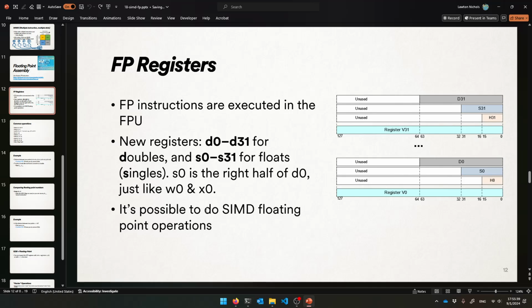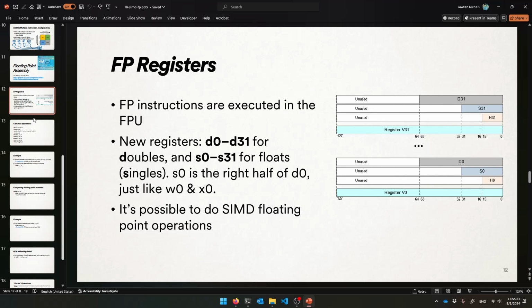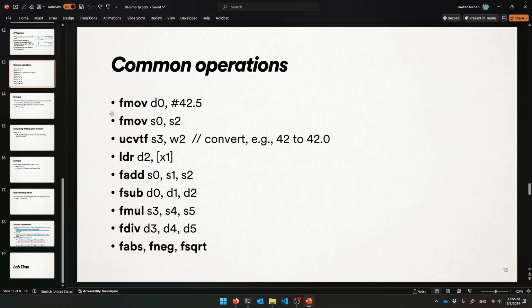It is also possible to do SIMD stuff. Multiple floating point operations at once, multiple add instructions, or like an add instruction acting on multiple V register or D registers, let's say. That is possible, and I might show that to you later, but we're just going to talk about single floating point instructions acting on single floating point registers right now.